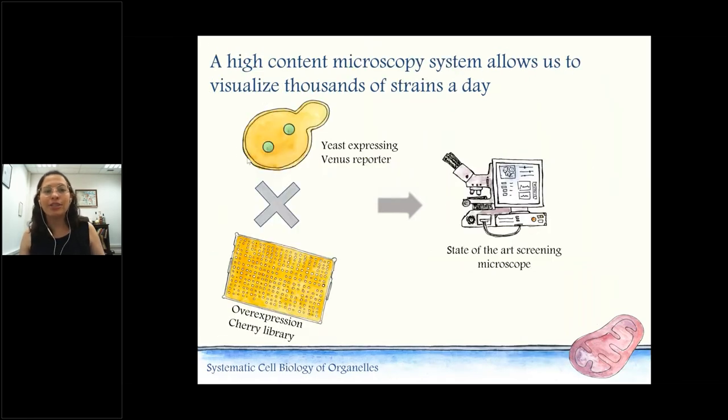So now what Ineshi could do is she can take this reporter strain that I mentioned that marks the different contact sites in green, and she can integrate it into the library where every single colony marks one gene that is both overexpressed and tagged with cherry. And then using our automated microscopy system, she can look for these cases where she sees co-localization between the cherry protein and the reporter, as I mentioned earlier.